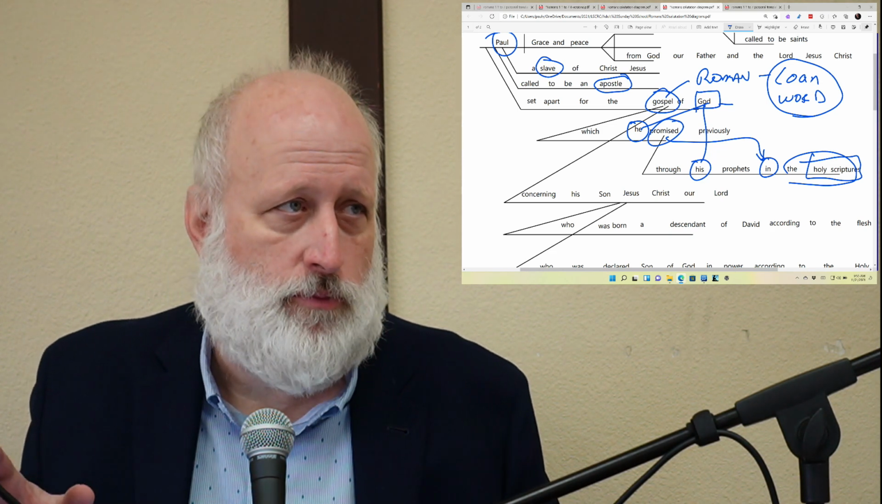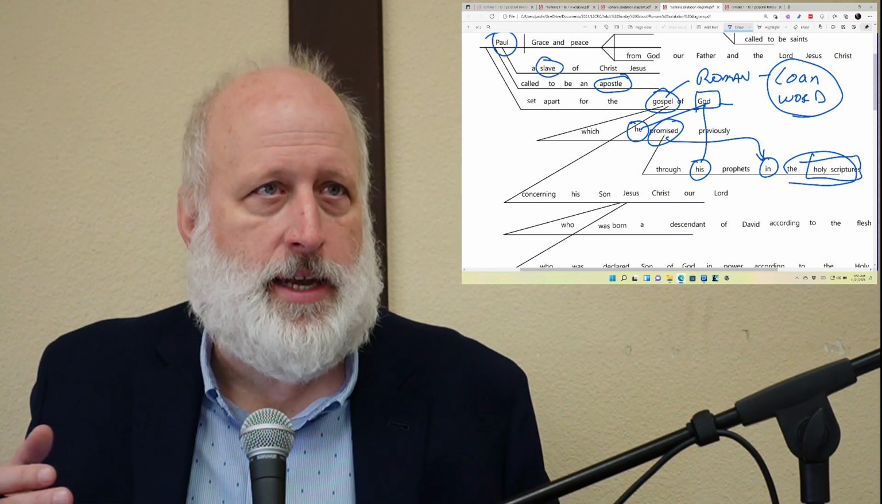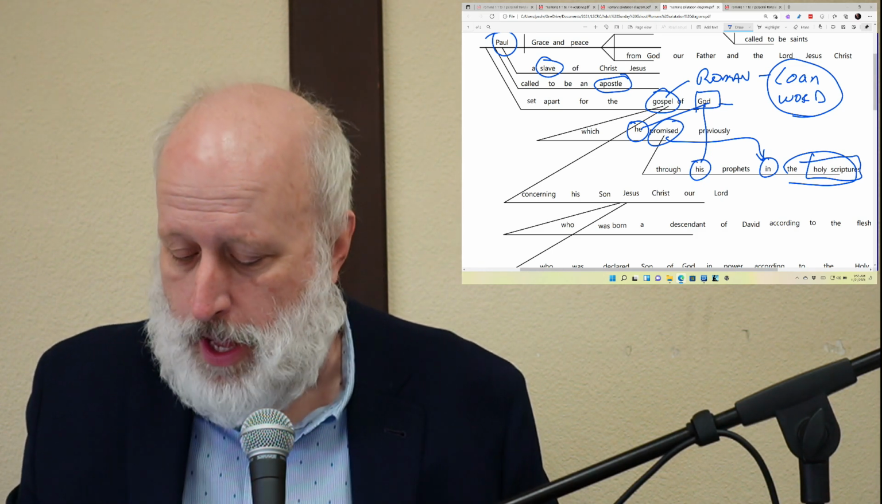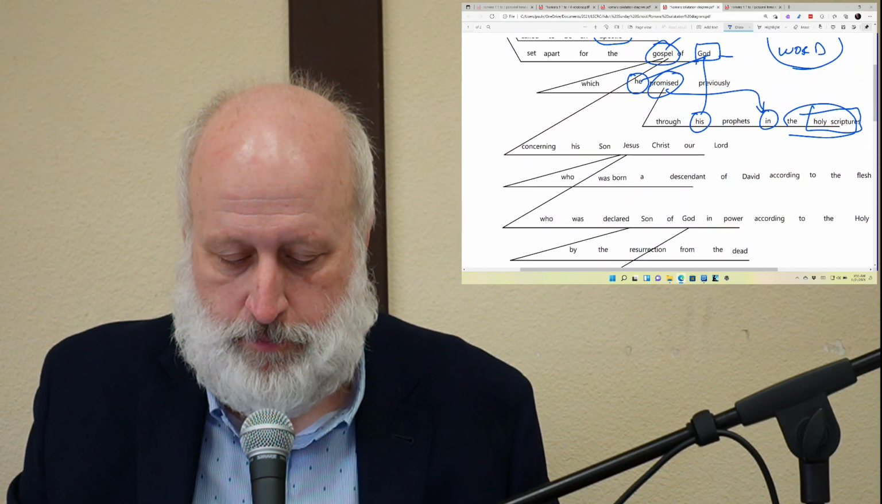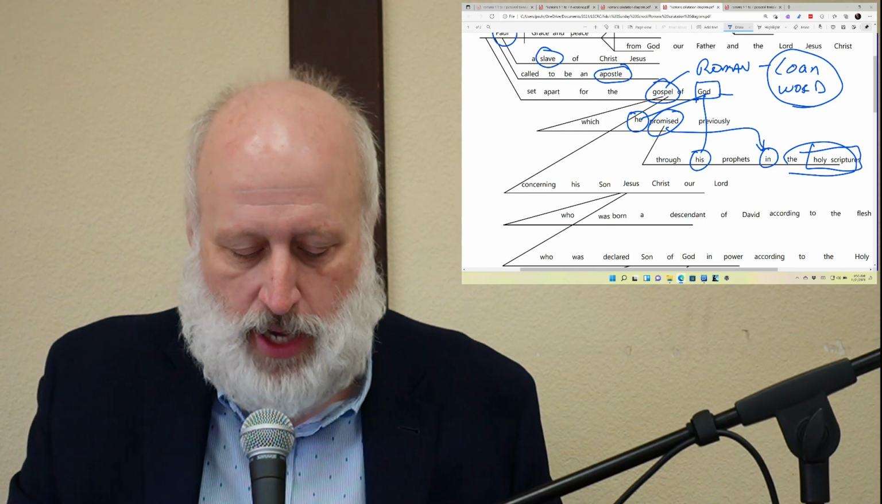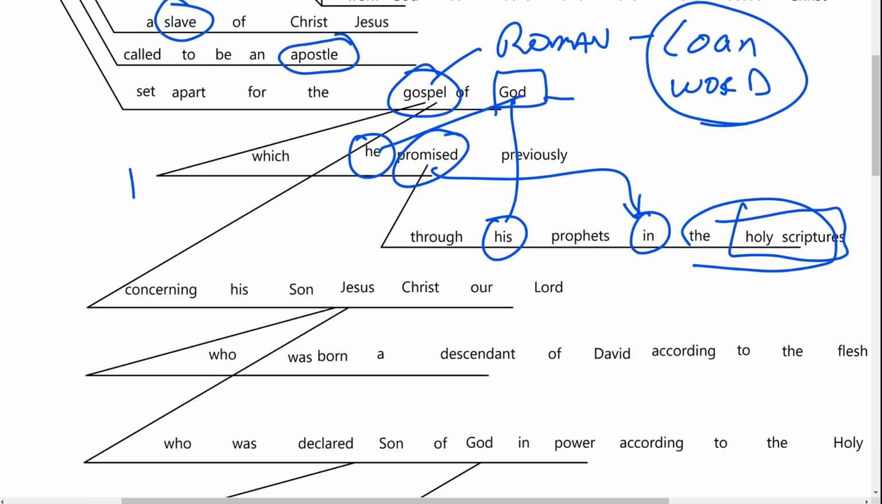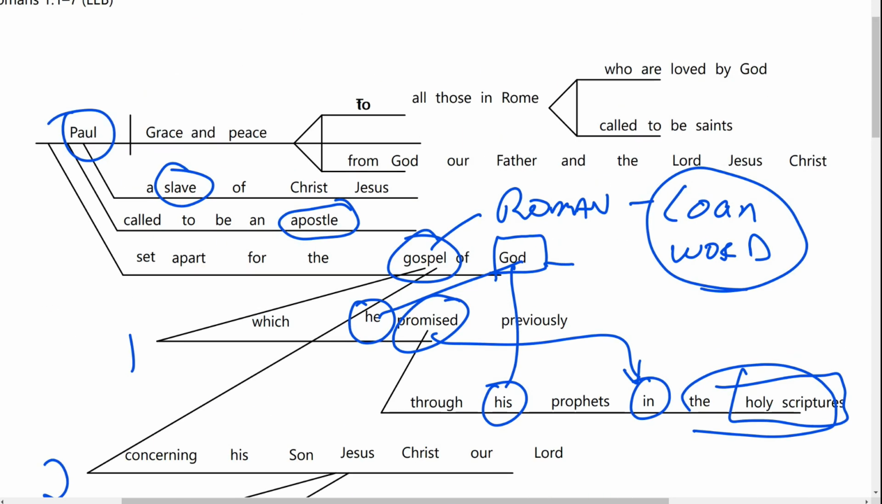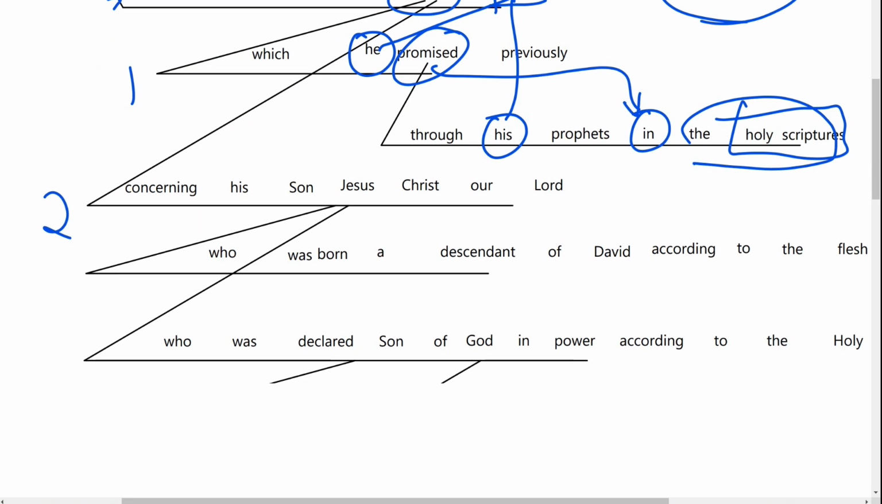Now, what's really important there is that should help us think about, okay, what was the referent to this good news? We've talked a lot about Israel, but now Paul again is applying it to Rome and the Romans. Any question on this section? Okay, so gospel, which he promised previously through his prophets in the Holy Scriptures, gospel concerning his son, Jesus Christ, our Lord. So you see, gospel has one, two segments from that. You'll notice Paul had three. One, two, three. Gospel, two subordinate clauses with respect to it. This is how we get such long sentences.